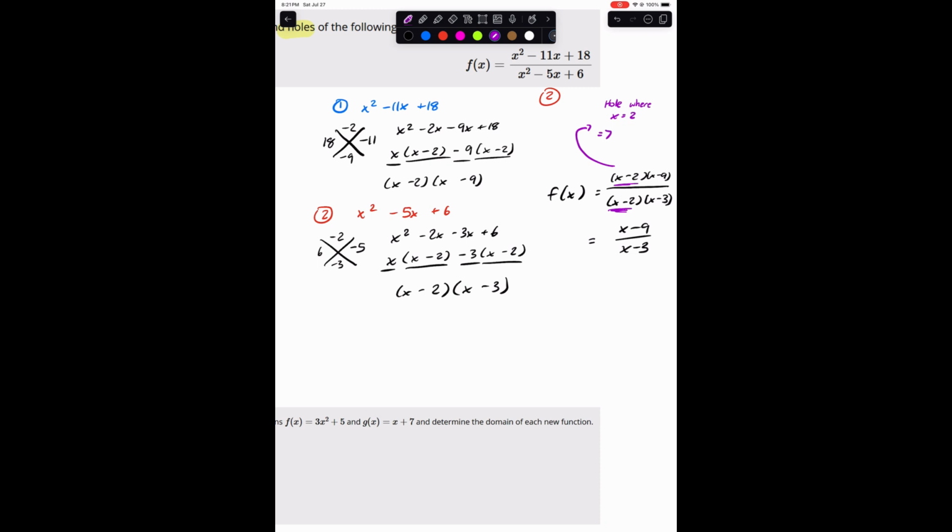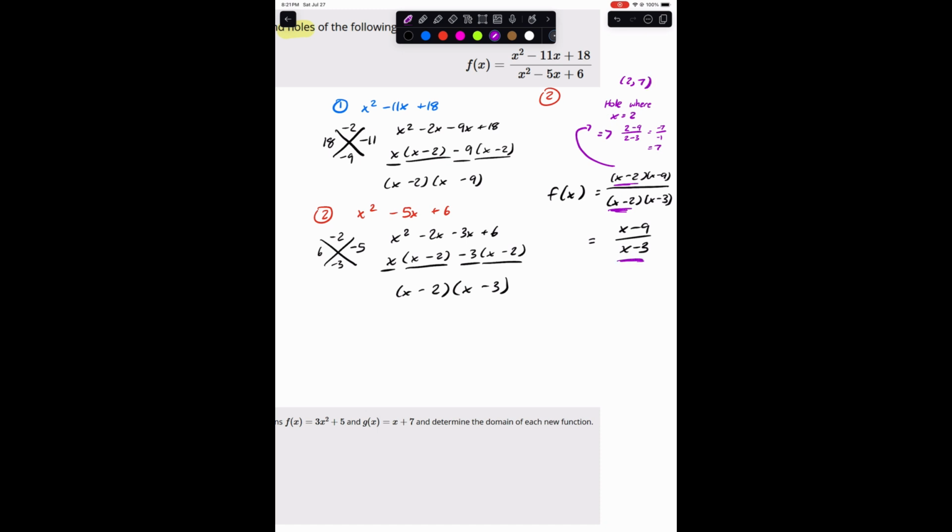And we plug that into the function. We get (2 minus 9) over (2 minus 3), which is negative 7 over negative 1, which is just 7. So my hole is at (2, 7).